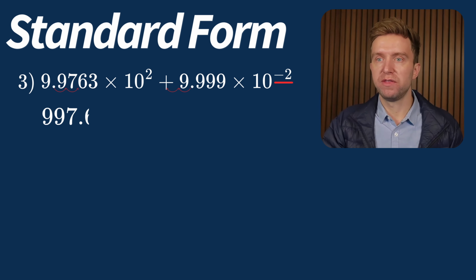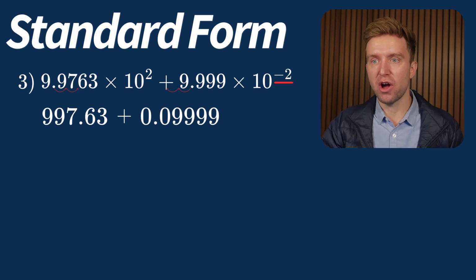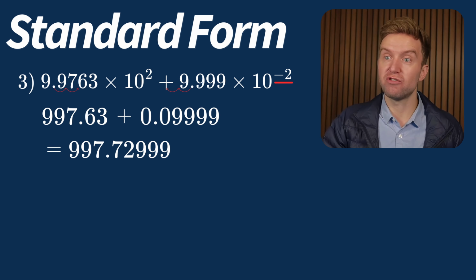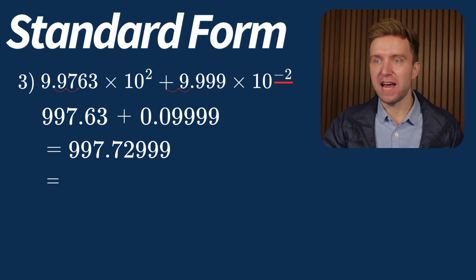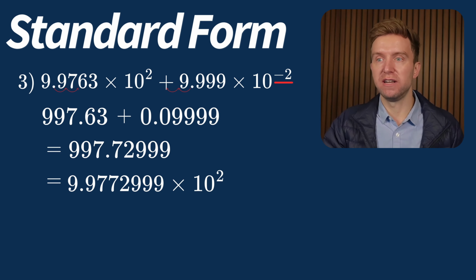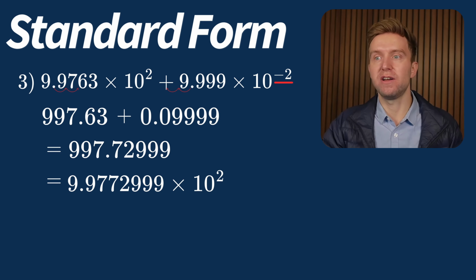So we end up with 997.63 plus 0.09999, giving us 997.72999. And in standard form, it's 9.99772999 times 10 to the power of 2.